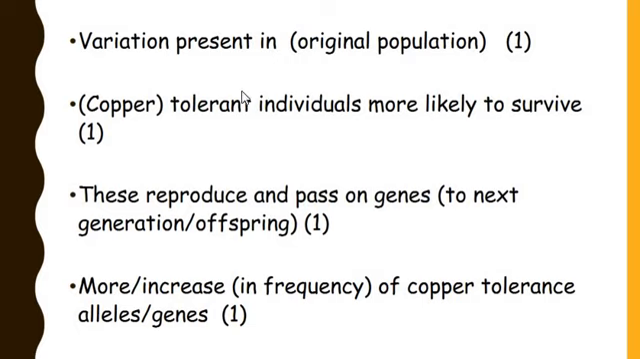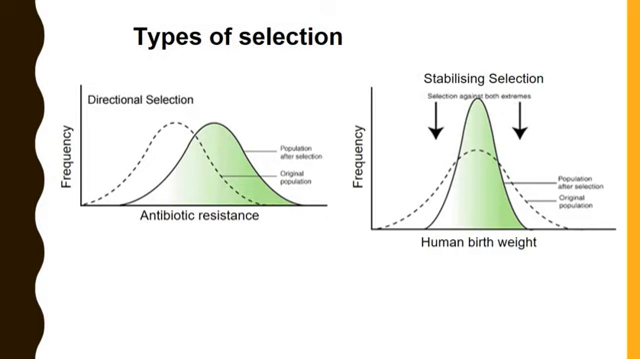Now, if this was a 5 marker, you would have also gotten a mark for stating the selection pressure. So you would say that the copper presence is a selection pressure here. Now, there are 2 types of selection you need to be aware of. One is called directional selection, which is where we've got phenotypes that move from being one way completely into one extreme. Or we've got stabilizing selection, where it's not good to be the extreme phenotypes, it's good to be the mean phenotype, but I'll show you what I mean in a minute.